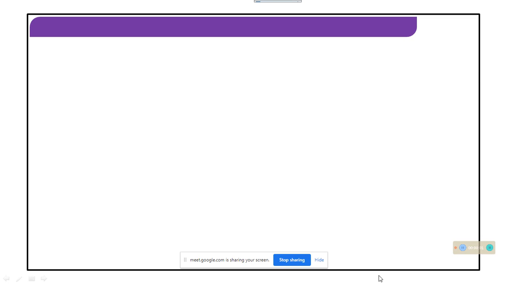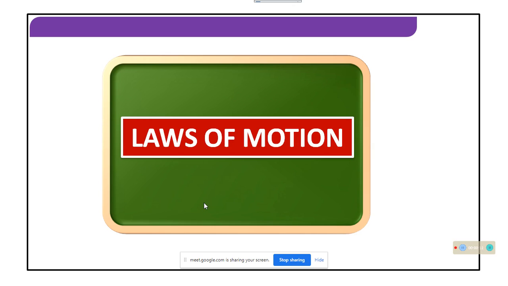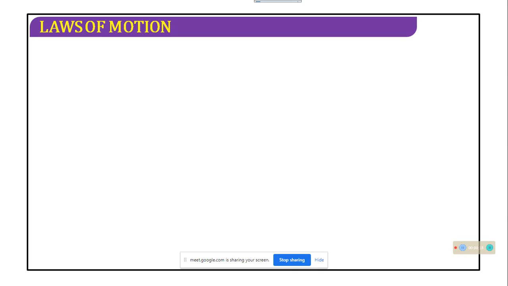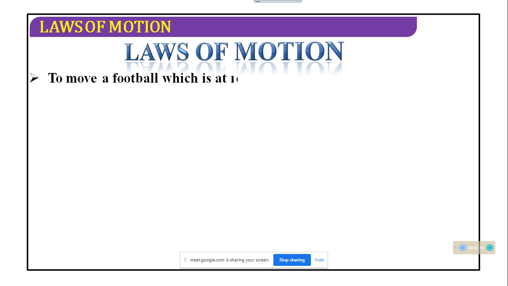Let us start. Today let's start Newton's laws of motion. This is the first class. Laws of motion. Introduction of laws of motion. To move a football which is at rest, someone has to strike it.